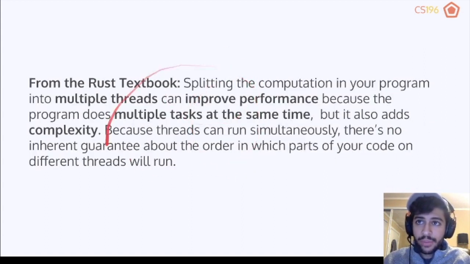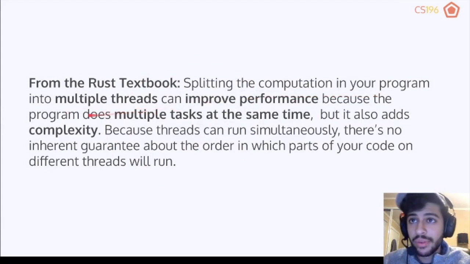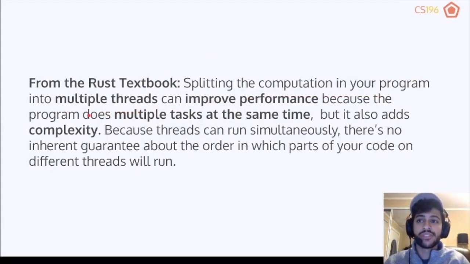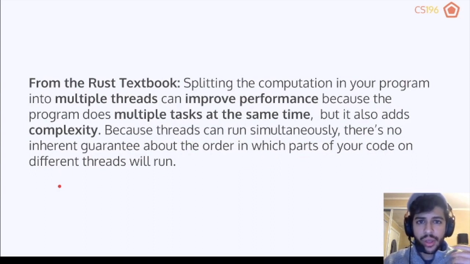More things from the Rust textbook. We can say that splitting the computation in your program into multiple threads can improve performance because the program does multiple tasks at the same time. But it also adds complexity, as we talked about in the Firefox example. Because threads can run simultaneously, there's no inherent guarantee about the order in which parts of your code on different threads will run. We'll talk about that a little bit more, but also throughout the lecture, keep the example of the bank in mind.